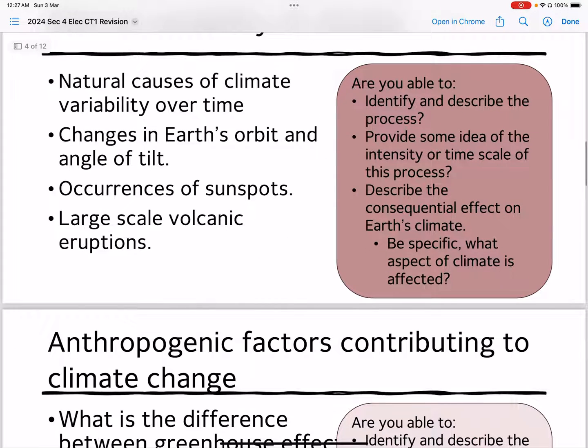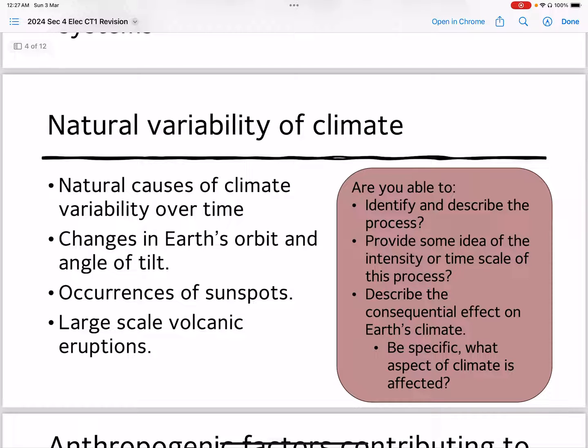So for the first part, 2.1, what are we looking at? We're looking at what are the processes in nature that cause variability over time. There are actually three main concepts that you need to be able to understand. Number one, how do the changes in the Earth's orbit and the angle of tilt lead to the difference in exposure of Earth to solar radiation, also known as shortwave radiation, and how does that variation in exposure result in a change in the climatic conditions experienced on Earth itself?